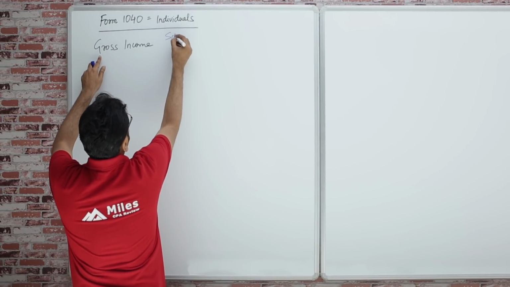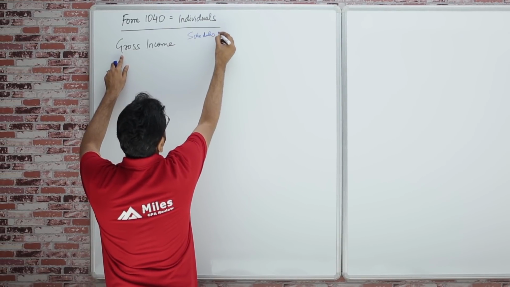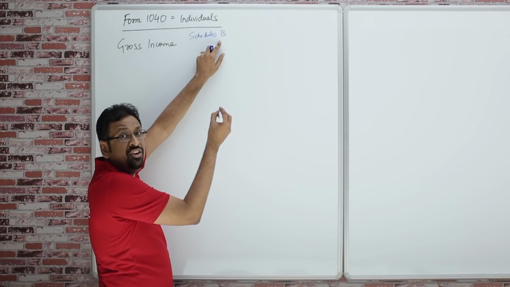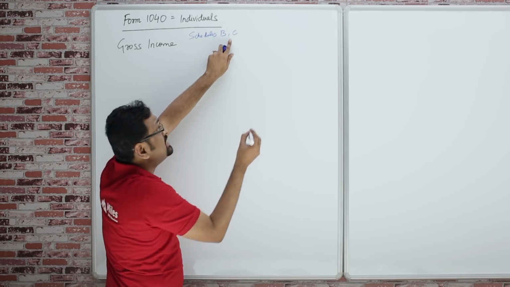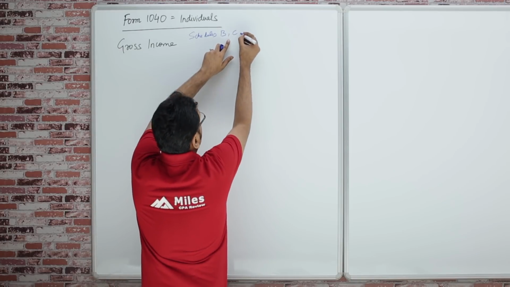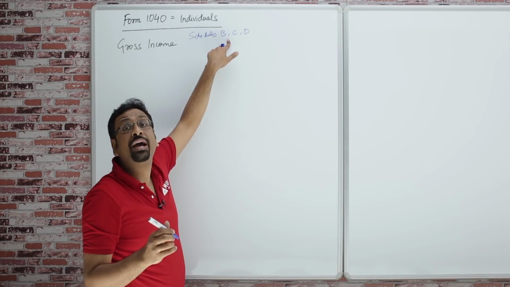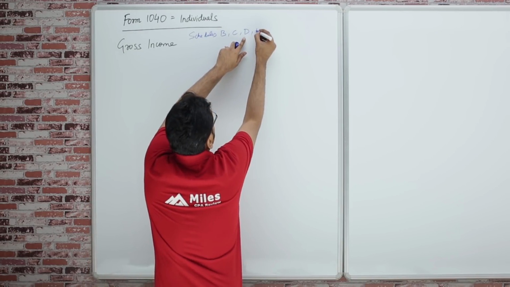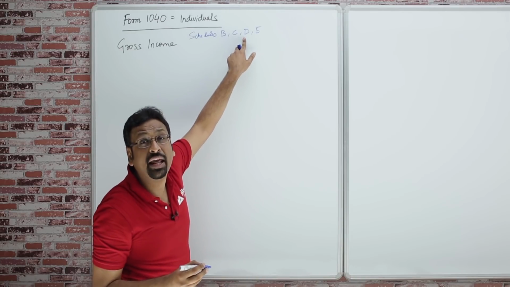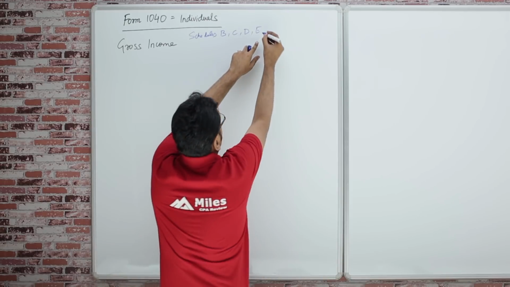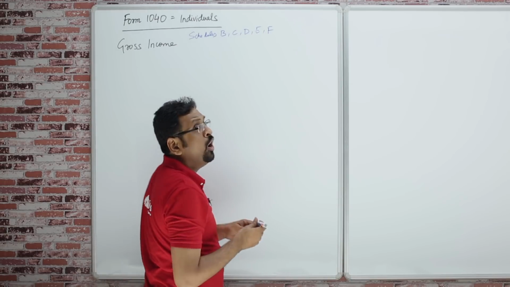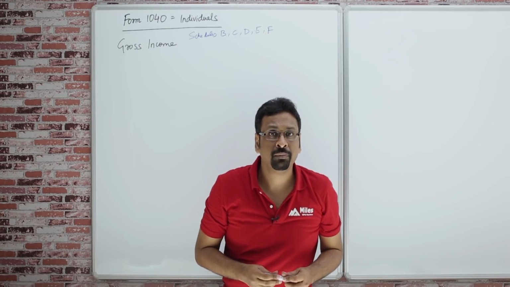So we'll talk about Schedule B. Once again, B is interest and dividend income. Schedule C, which is business income, sole proprietorships. Schedule D for capital gains. Schedule E, supplemental income like rental income, royalties, flow-through entities. Schedule F for farm income.